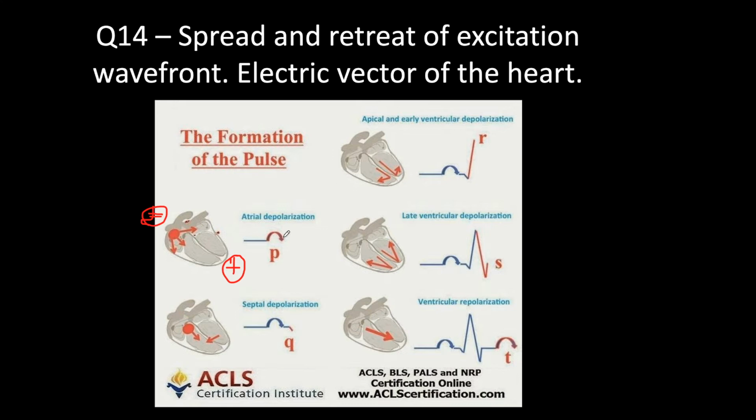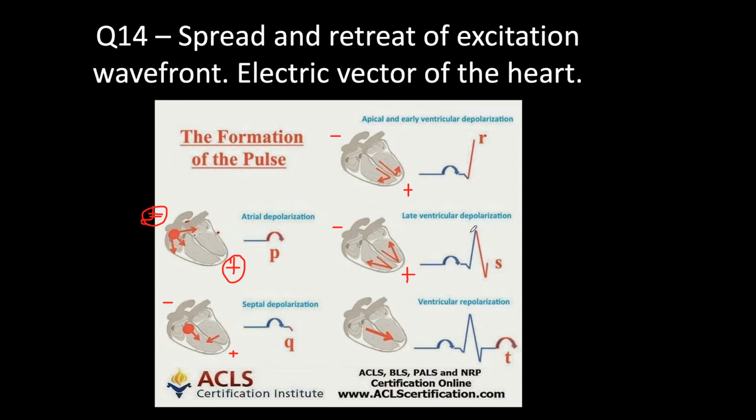Septal depolarization, however, is going, if you can see, kind of perpendicular, but more towards the negative electrode, which is why you have a negative deflection, because it's a wave of depolarization going away from the positive electrode here. And again here, you have a positive deflection from the isoelectric line because it's a wave of depolarization towards the positive electrode. And again here, this is the base. I would say it's the depolarization of the ventricular base, because it's going away from the positive electrode. It's a wave of depolarization away from the positive electrode, which is why you have a negative deflection.